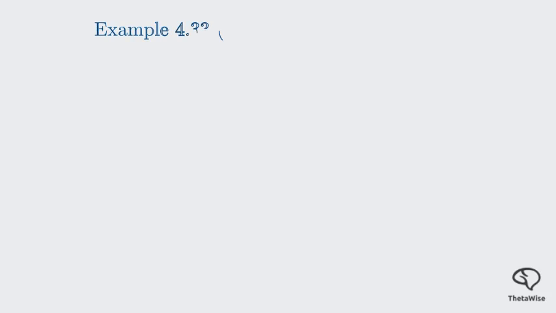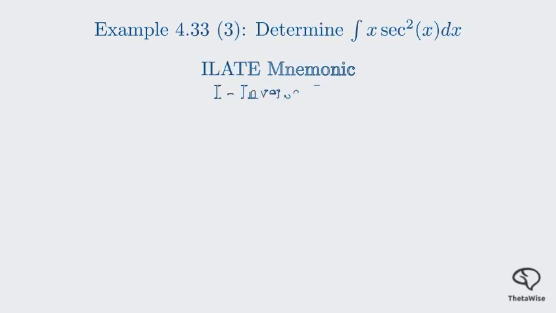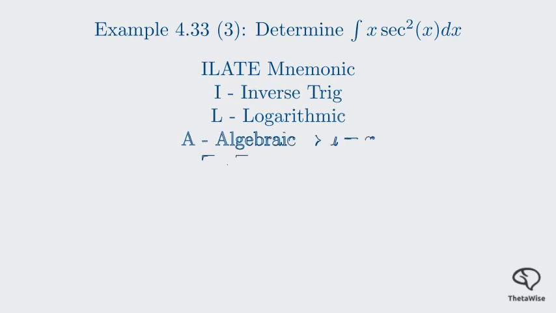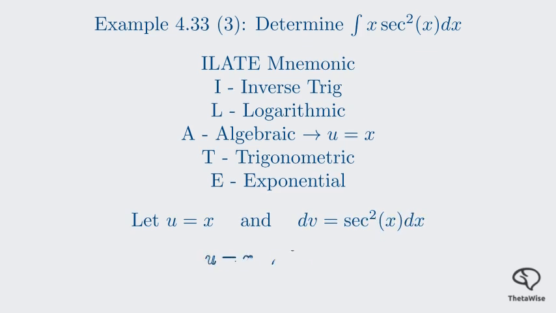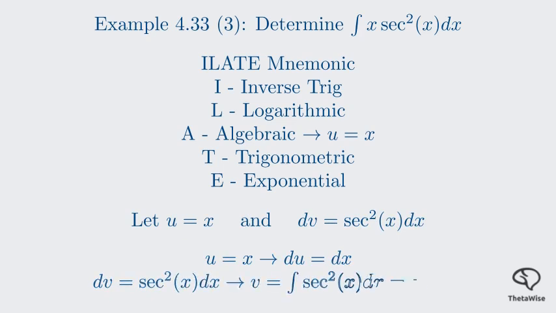Let's evaluate the integral of x times secant squared of x dx. Again, using ILATE, algebraic x comes before trigonometric secant squared of x. So we set u equal to x and dv equal to secant squared of x dx. The derivative of u equals x is du equals dx. The integral of secant squared of x is tangent of x, so v equals tan x.